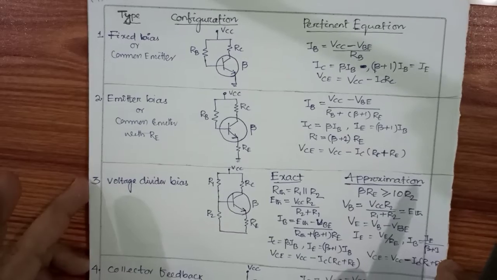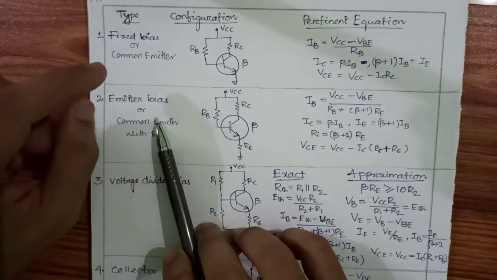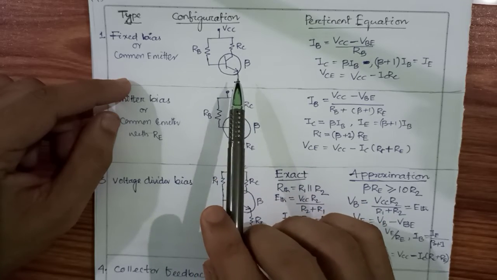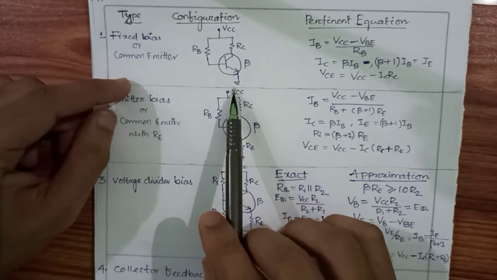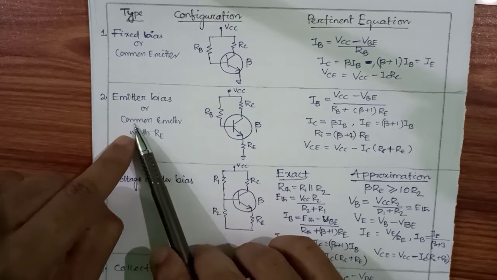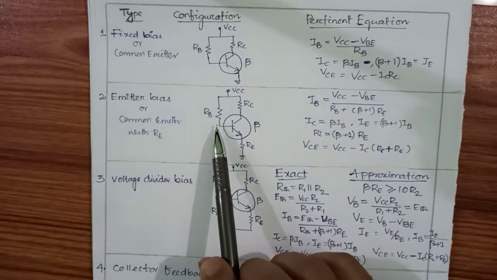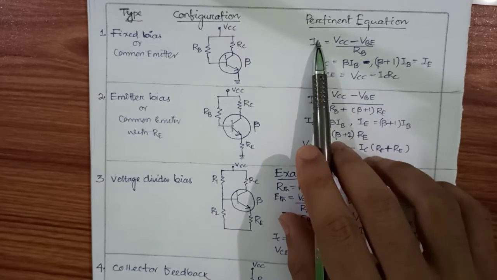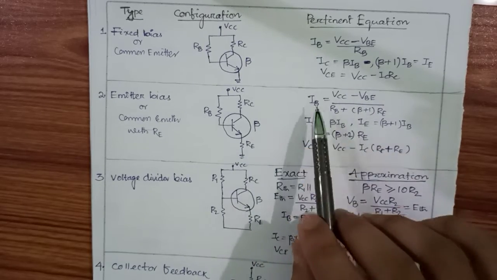The next one is emitter bias configuration. In emitter bias configuration, the circuit symbol is the same, with just the addition of RE, an emitter resistor, at the emitter. That's why the name is common emitter with RE. Here also, first we will find for the input loop what our IB is. In every configuration, first we have to find the value of IB.